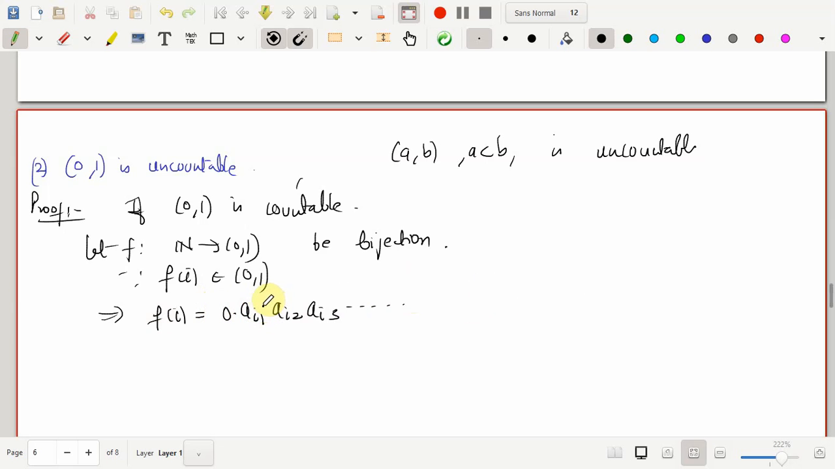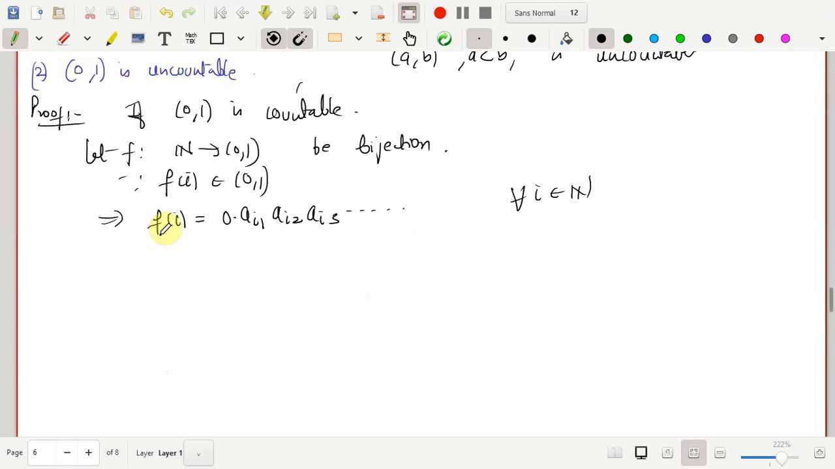So here what we want is that, we know that each f of i, since it belongs to (0,1), can be written in this form, and so we list down all such f of i's, all such numbers.